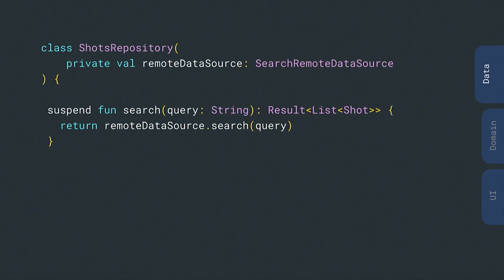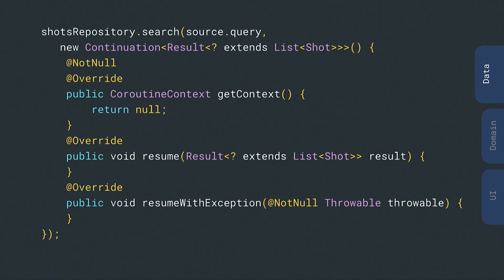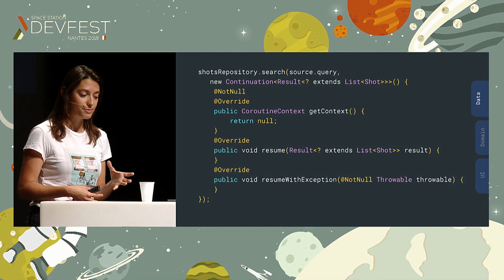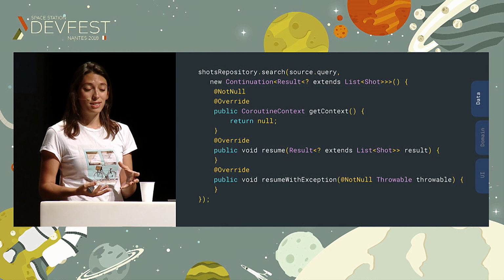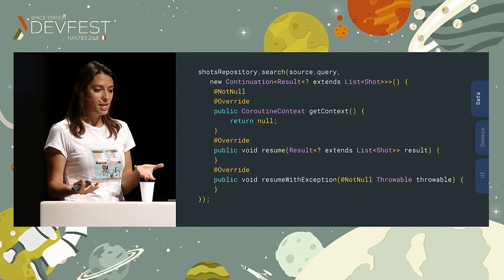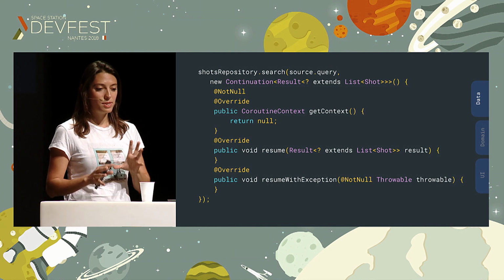So, for example, when we implemented the shots repository, where we're able to search based on a query, here we would have a suspension function that returns a result of a list of shots. But if you're trying to call this method from Java, you would need to implement something like this. You would need to implement a continuation, decide what happens with the context, decide what happens when the result is successful or with error. So this is not really nice, because where do I get that context? Who is that context? How do I cancel all of these?